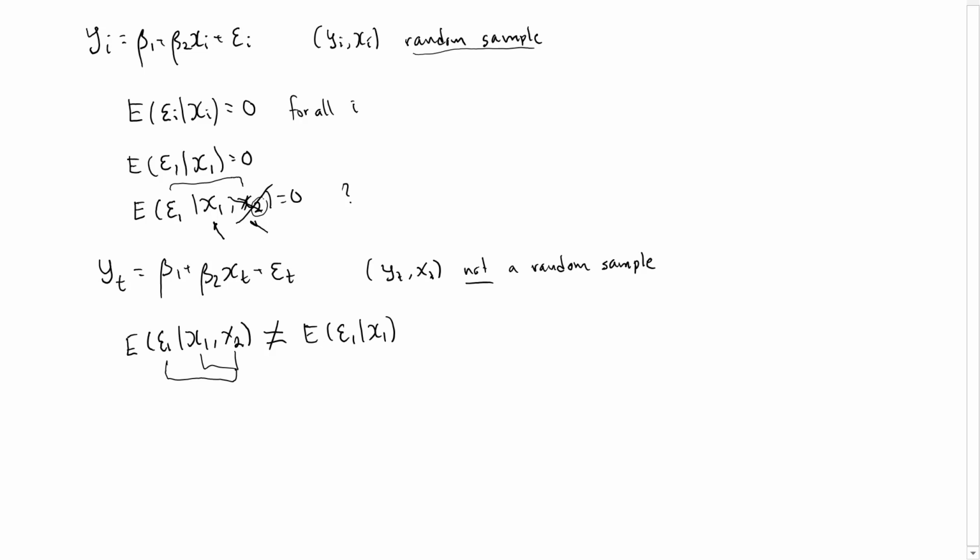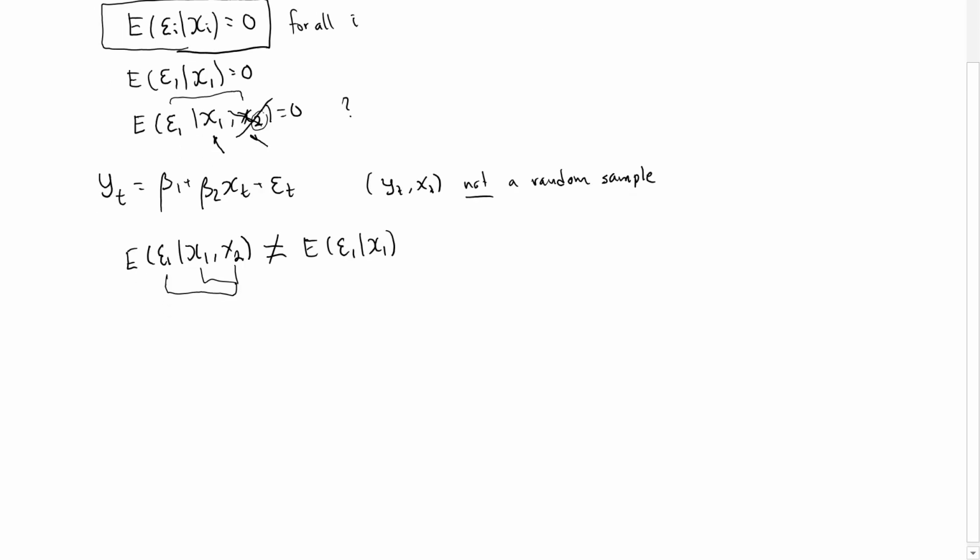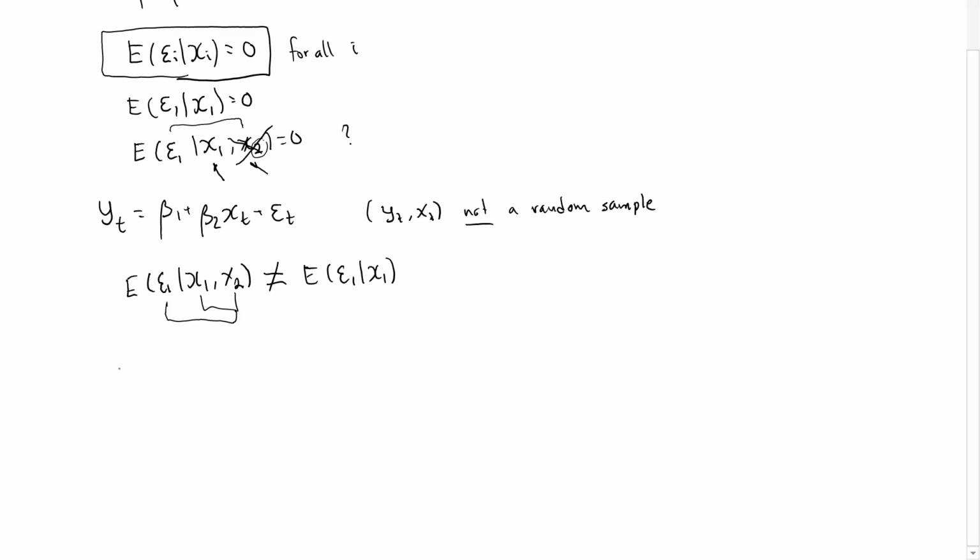So because of this, we need to change the exogeneity assumption from this condition in the case of cross-sectional data when we have a random sample to this condition. With time series data, the exogeneity condition will look like this.